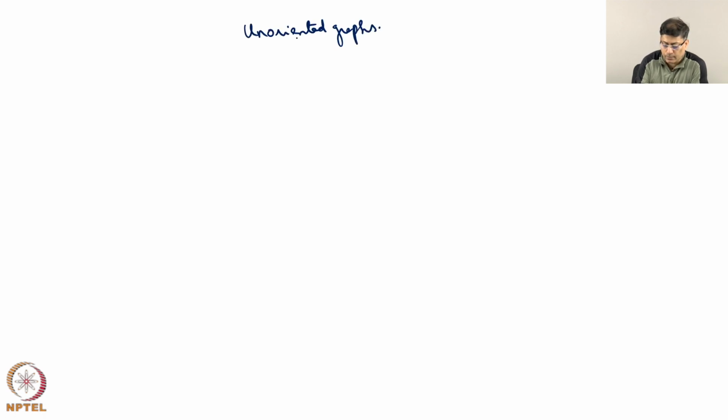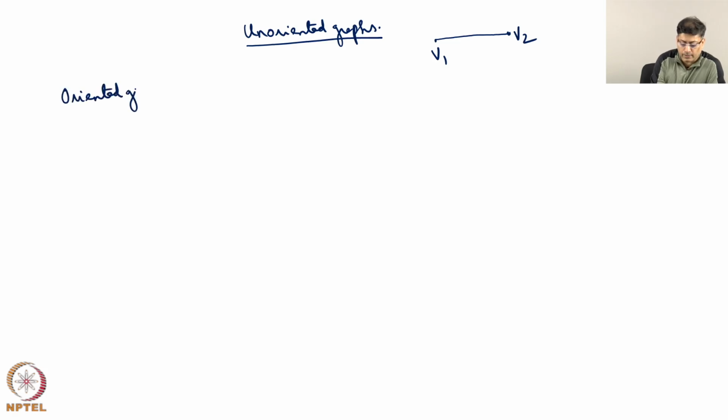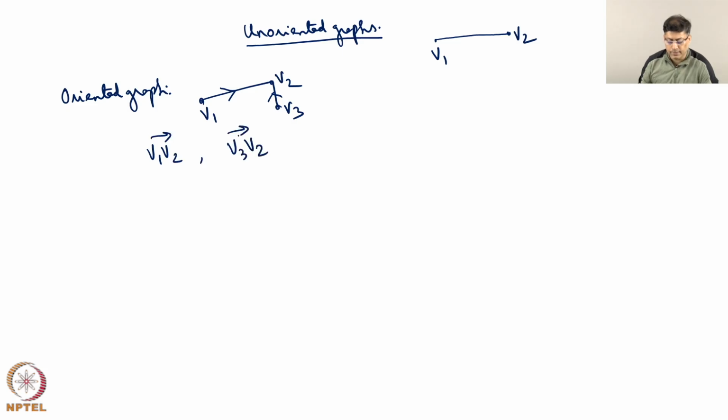unoriented graphs. What are those? Where we have V1 and V2 as the vertices and they are connected and there is no directional meaning. I will explain it more clearly when I say that there is a possibility of an oriented graph. What is that? Say we have vertices V1, V2 and V3 and there is some directional sense. I have given it by arrow, V1 to V2 and V3 to V2. That means something is flowing from V1 towards V2 and something is flowing from V3 towards V2.